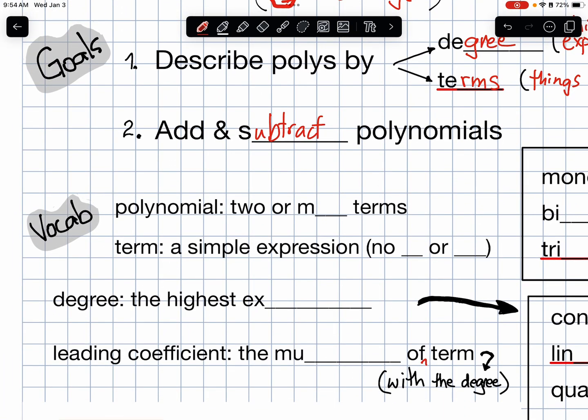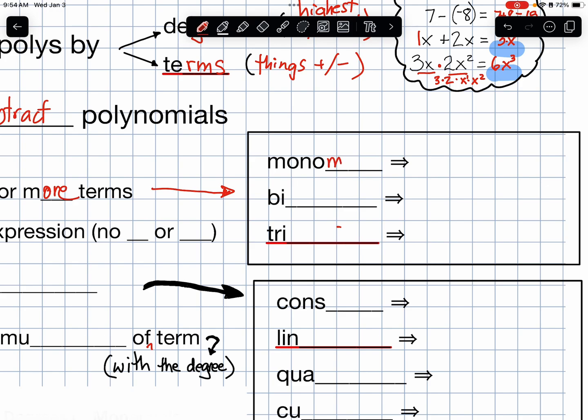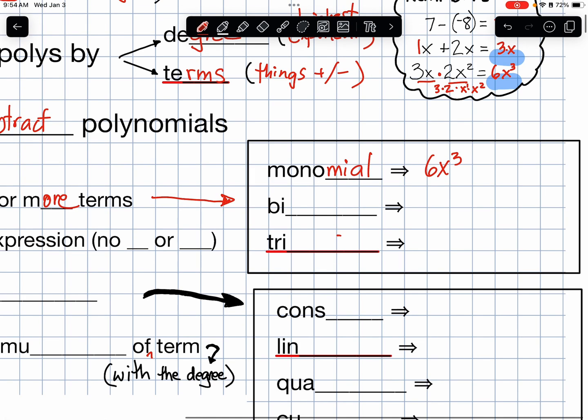So first of all, vocabulary. What is a polynomial? A polynomial is 2 or more terms. So let me describe some polynomials to you over here. There is what we would call a monomial. Monomial means one thing. So for example, 6x cubed in the last problem right above that is a monomial. And so is 15. These are both monomials because it's just one thing. Notice there's no addition or subtraction going on in that problem.